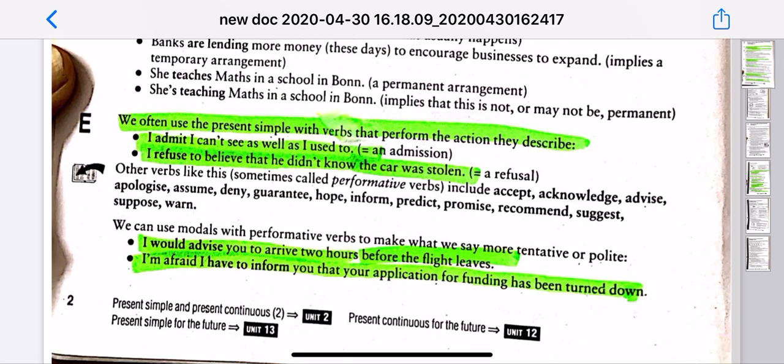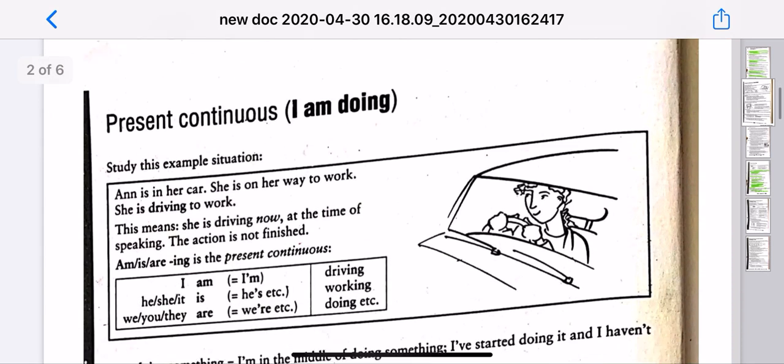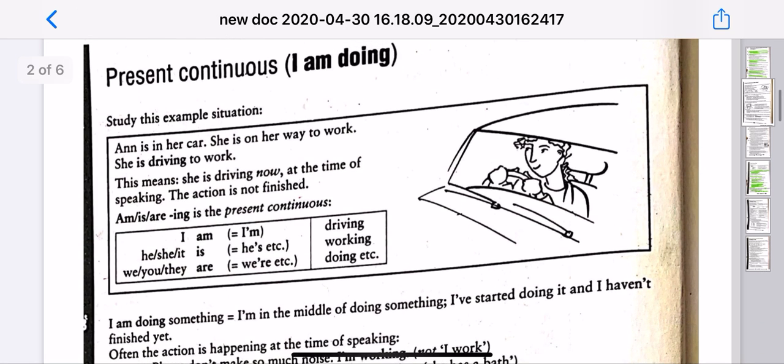So, this category we are going to discuss later on, because it is a difficult part for us to discuss at this stage. So, I will just switch on to more simple sentences now, like here present continuous, like I am doing. Anne is in her car, and she is on her way to work. She is driving to work. So, at the time of speaking, what Anne is doing, she is driving to work.